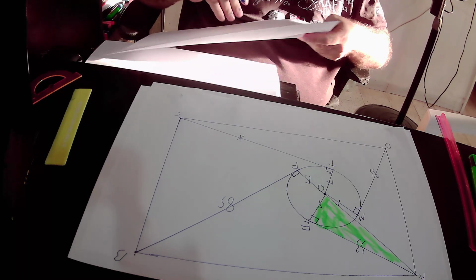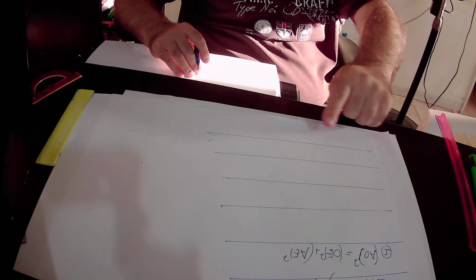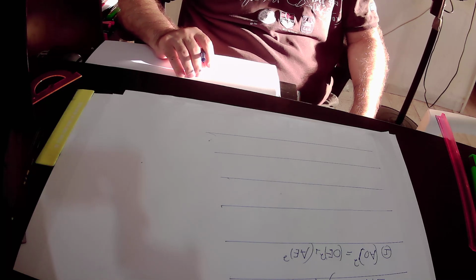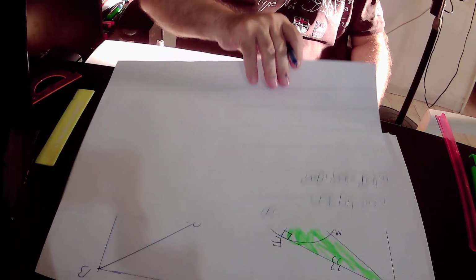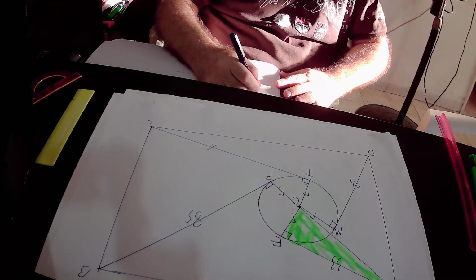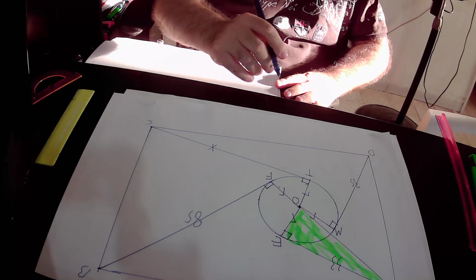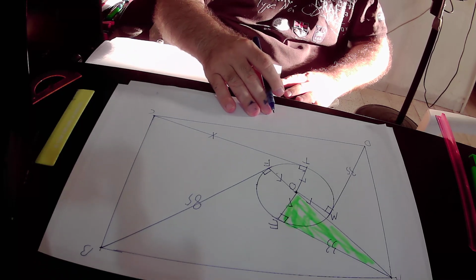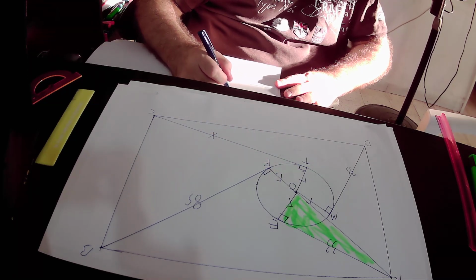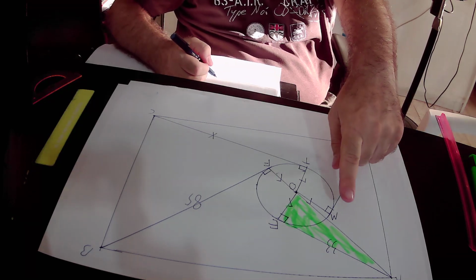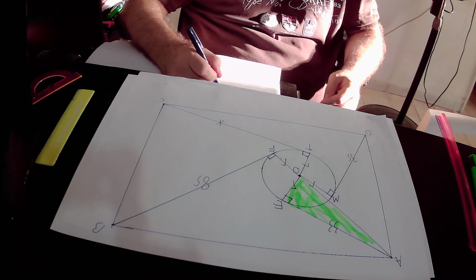I repeat again, according to the Pythagoras theorem in the right green triangle, triangle AOE, AO square equals OE square plus AE square. So AO square equals OE square. OE equals R, therefore OE square is R square, plus AE square. AE equals 33 units according to what is given in the question. Therefore AE square is 33 square.